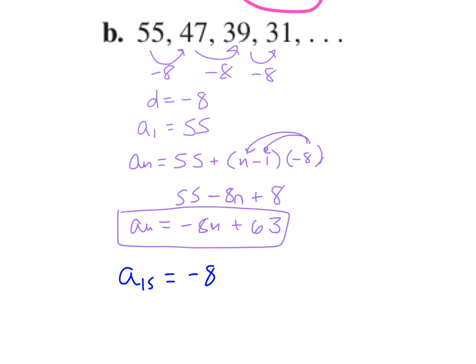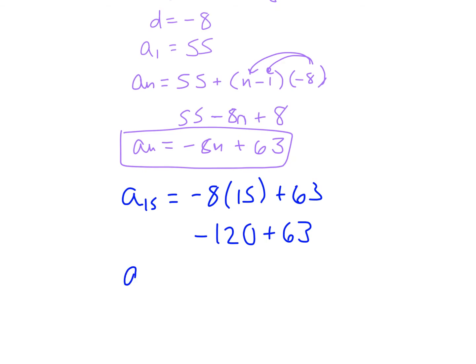So I have negative 8n plus 63. What am I going to plug in for n? 15. So negative 8 times 15 is negative 120 plus 63. So A sub 15 is what? Awesome, negative 57.